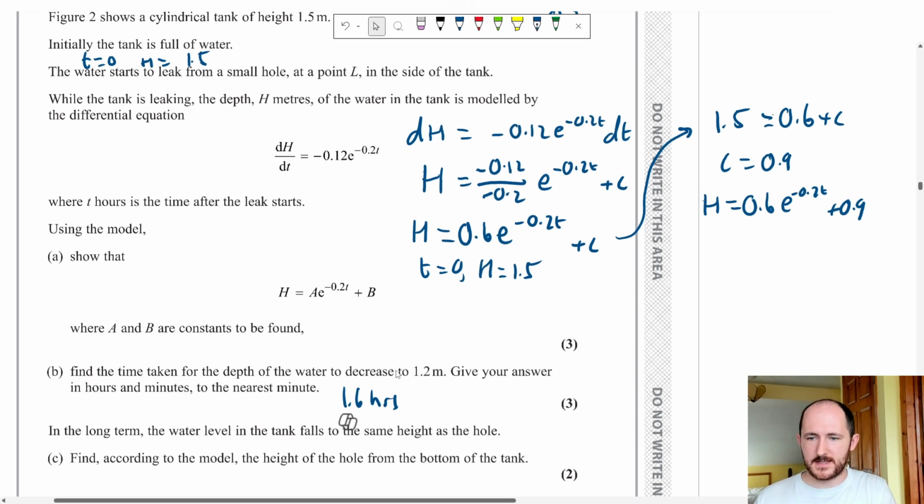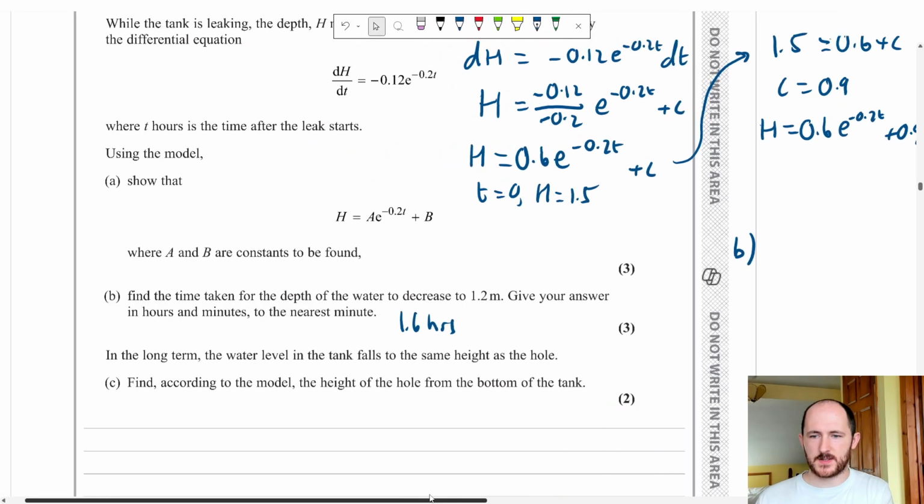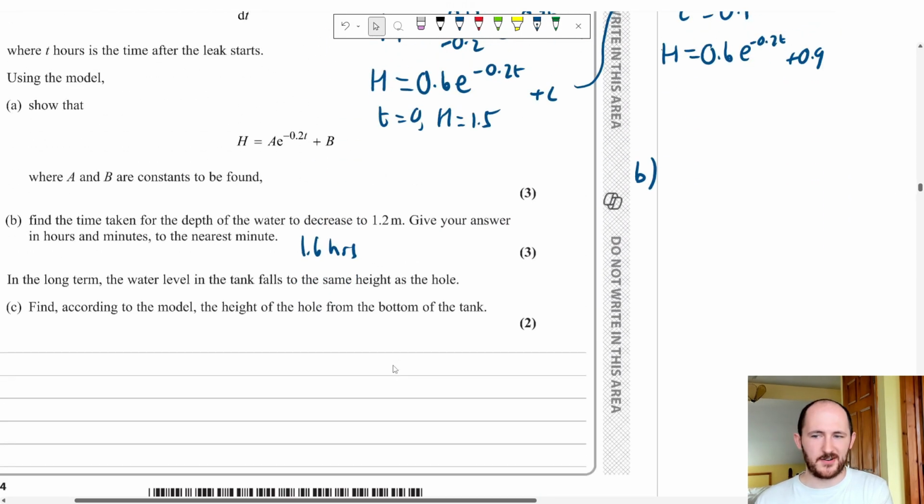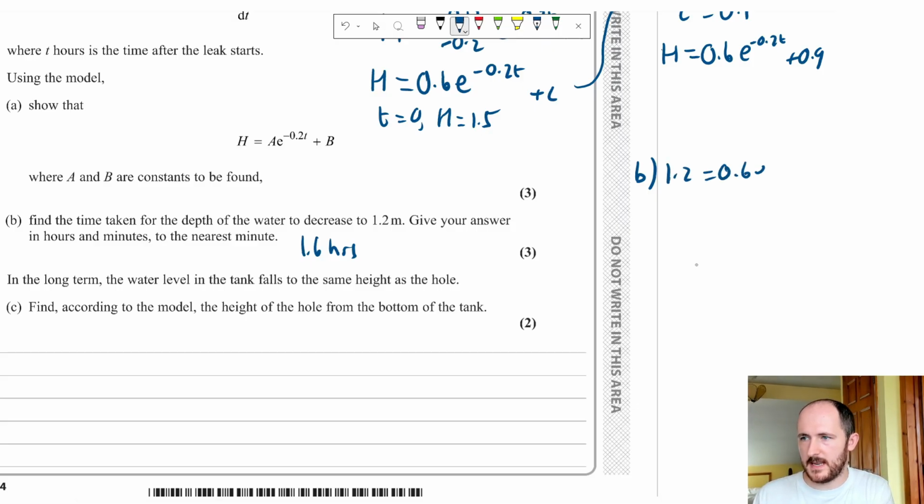So, it says for it to decrease to 1.2, so all we're going to do is make h equal to 1.2 and then solve the equation. This is part B. By the way, the reason why I'm writing the answer on the side is just so I don't have to constantly go up and down. So we have 1.2 equals 0.6 e to the minus 0.2 t plus 0.9. And we're going to try and solve for t. So what I want to do is remove everything that doesn't have a t in it to the left-hand side. So I'm going to minus 0.9. Then I'm going to divide by 0.6. 0.3 divided by 0.6 is a half, or just 0.5.